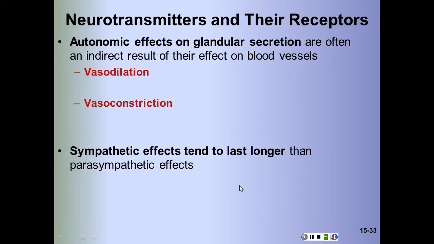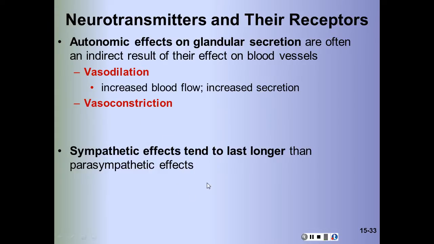Now, most viscera have dual innervation. That is, they receive nerve fibers from both the sympathetic and parasympathetic divisions. These divisions may have either antagonistic or cooperative effects on a single organ. Okay, I kind of jumped ahead of myself just a little bit, but before I go on, let me deal with this slide here, slide 1533.